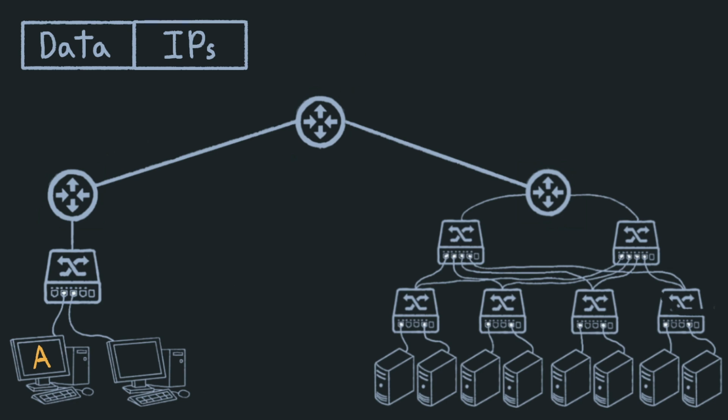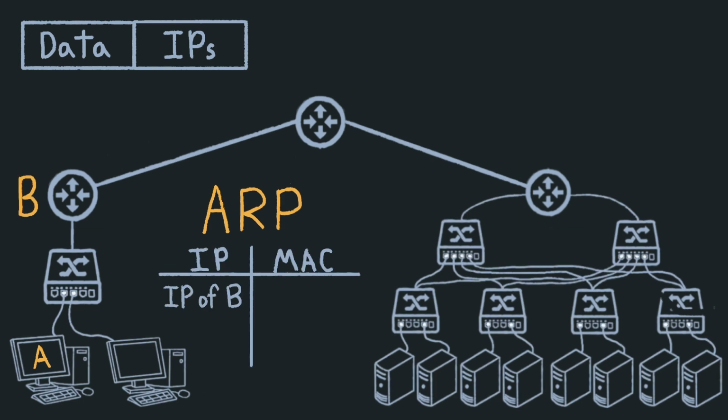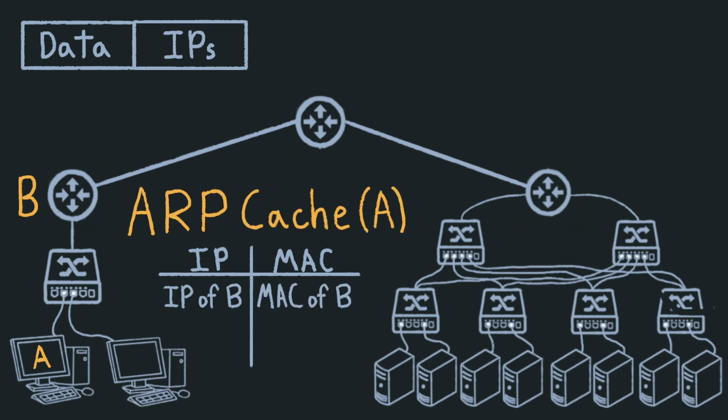Host A then uses the address resolution protocol to get the MAC address of the next router. Your device knows the IP of the first router because it's configured as the default gateway. This information is cached, removing the need for ARP on future communications. Let's go ahead and add this to our message.